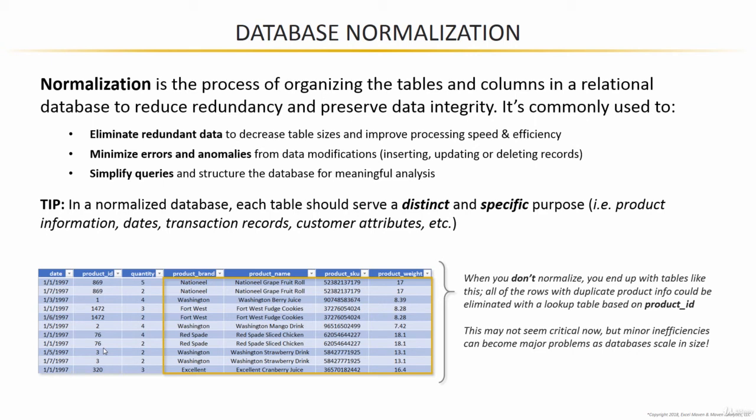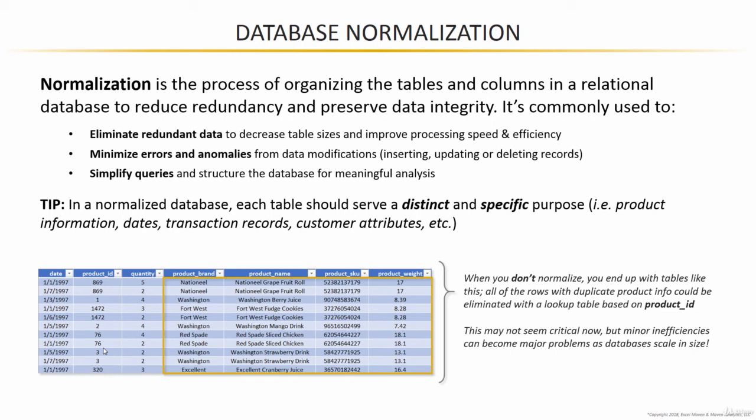Well, imagine if we were dealing with 100 different products, and each of those products, on average, sold 10,000 times a day. Now all of a sudden you're talking about 1 million duplicate rows for every single date in the data set. So you can see that with larger or more complex models, minor inefficiencies like this can become major problems as you scale up in size.